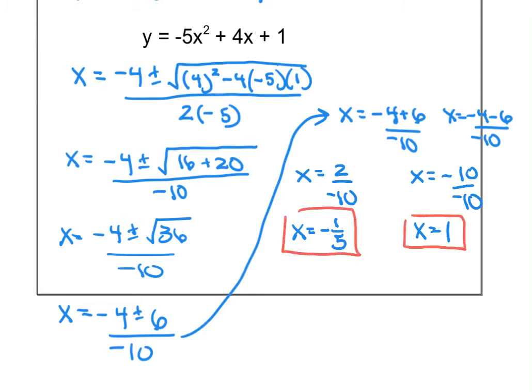So my x-intercepts are one at (1, 0) and another at (negative 1/5, 0). It would be kind of right there. So this would be a skinnier parabola, which makes sense with an a value of negative 5. It would be upside down because that a value is negative.